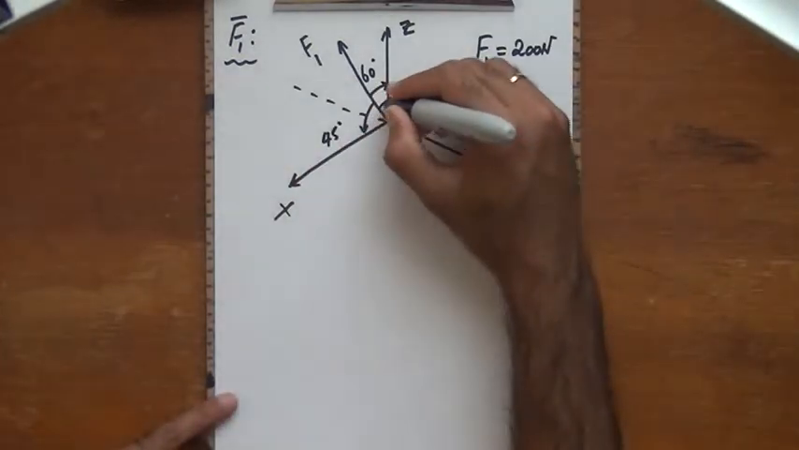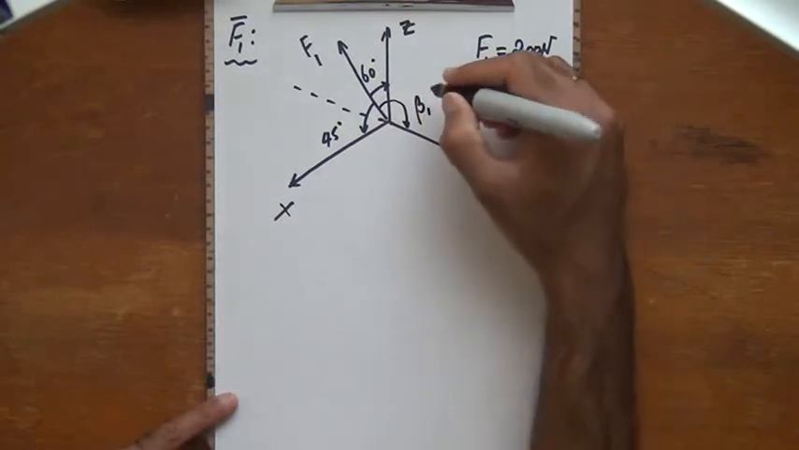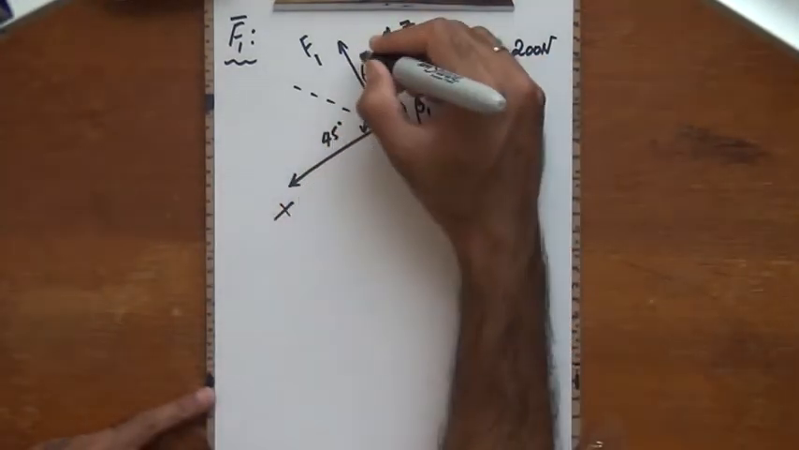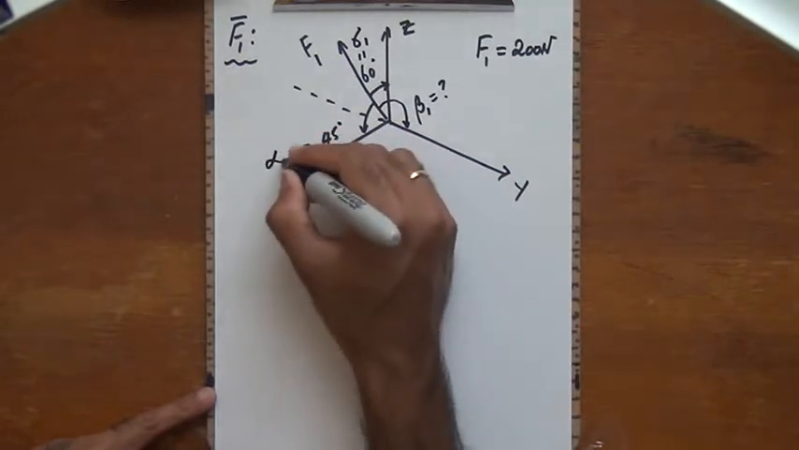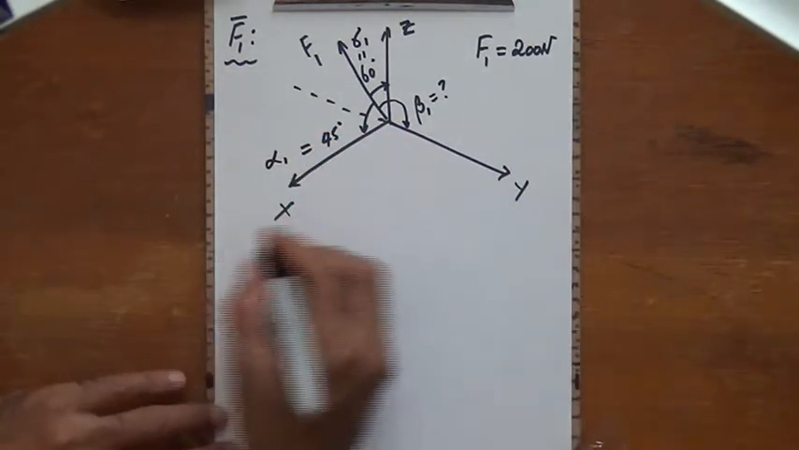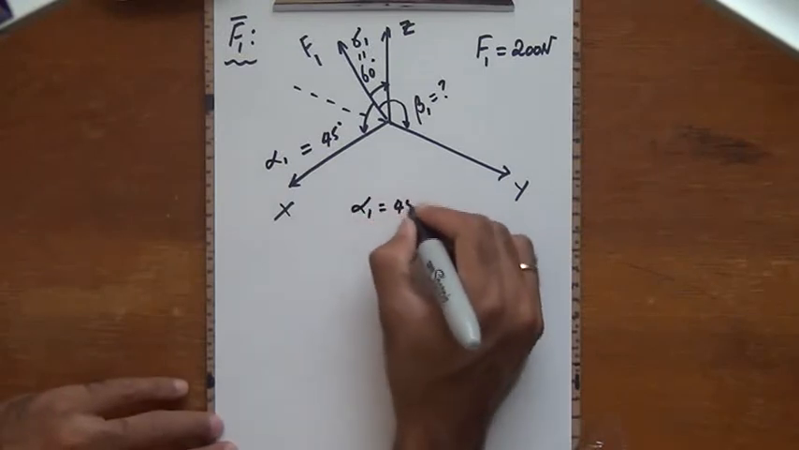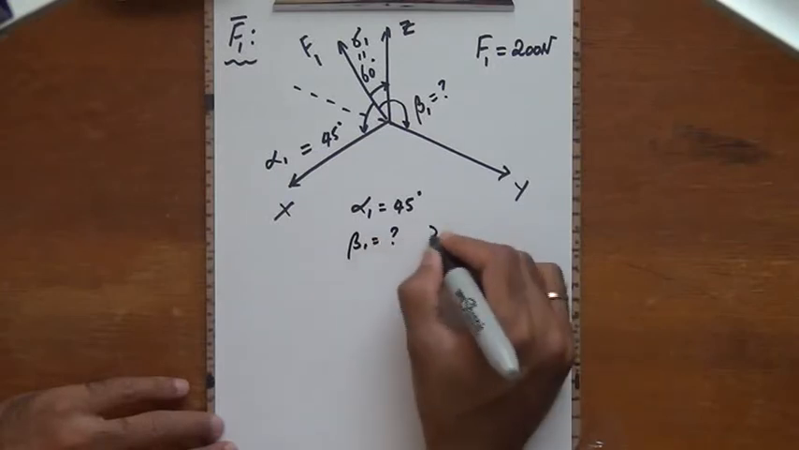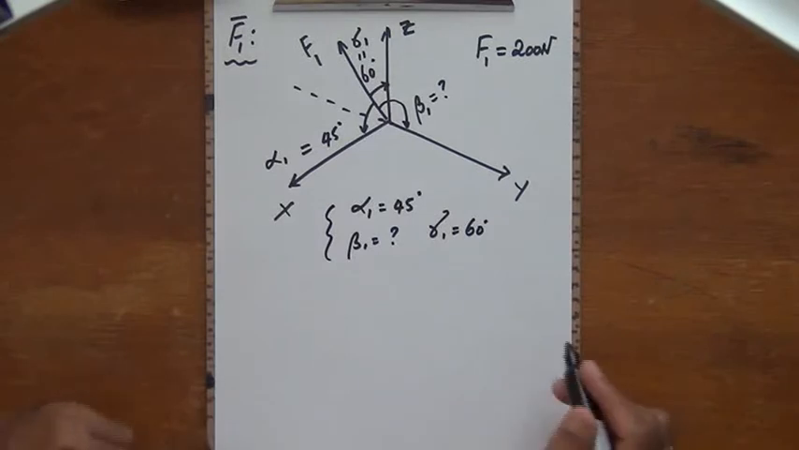Okay, so this is the third angle that I am seeking, which is going to be beta 1. Right, so this is what I want, and this angle here is going to be gamma 1, and this angle here is alpha 1. So from what is given to us, we know that alpha 1 is 45 degrees, beta 1 is unknown, gamma 1 is 60 degrees. How do I find out beta 1?